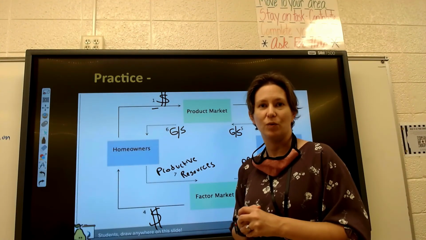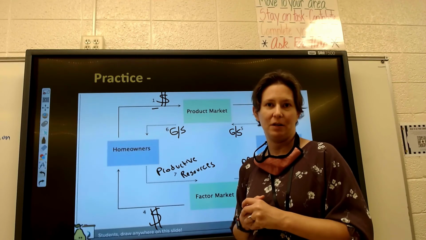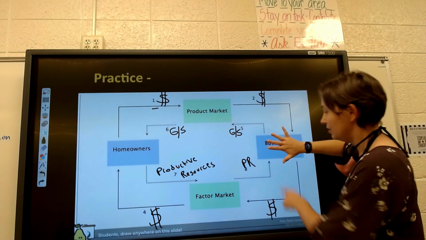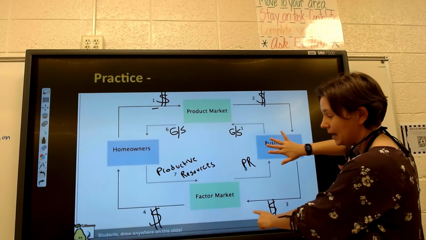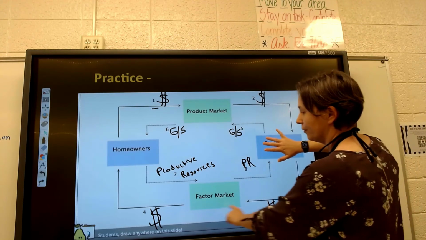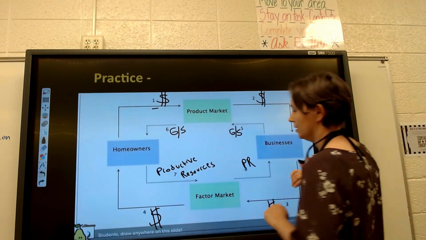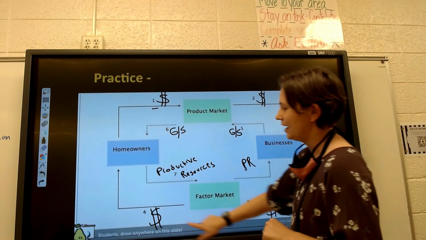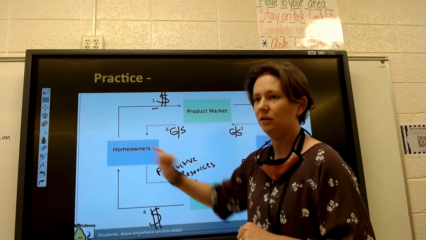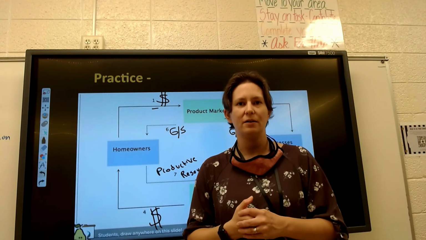If a business rents a building, where does that money flow? So it's a business, they're spending money, so money's coming out. So the money is going to flow from 3 to 4 here because it's going to flow through the factor market, from the business through the factor market to the household. So that's a little bit about how circular flow works.